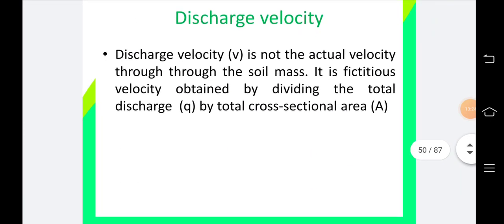So from that, the next definition is the discharge velocity. It is not the actual velocity passing through interconnected voids. Seepage velocity is the actual velocity which is passing through the interconnected voids, but this discharge velocity is a theoretical or fictitious velocity, which is obtained by total discharge divided by total cross-sectional area.